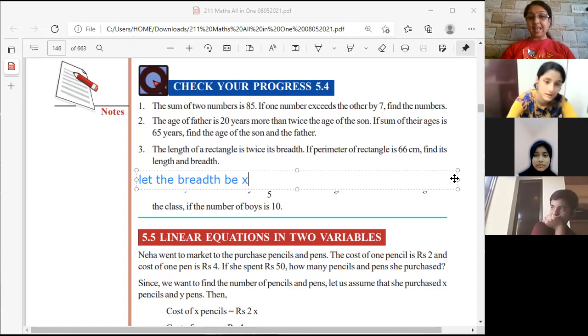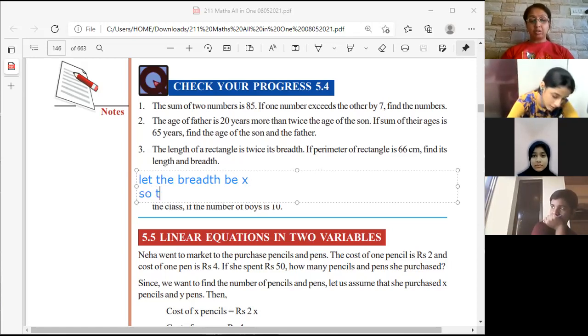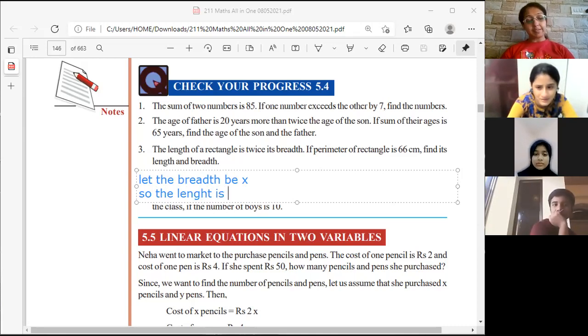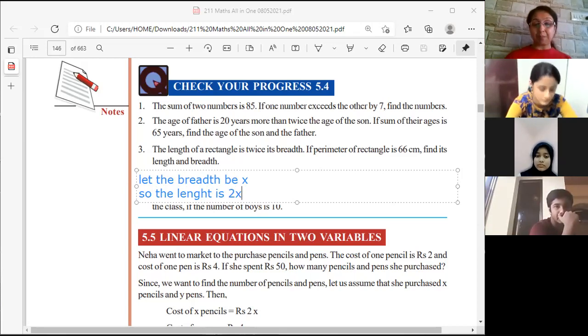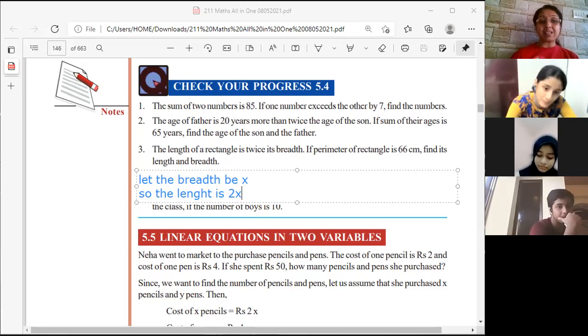The breadth is x. So the length is, tell me, 2x, because twice is 2 times, multiplied 2 times. So if the breadth is x, the length is going to be 2x. Am I right?